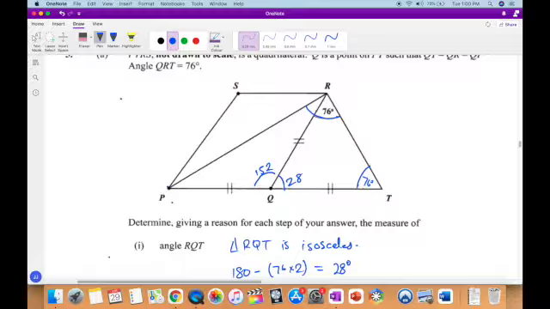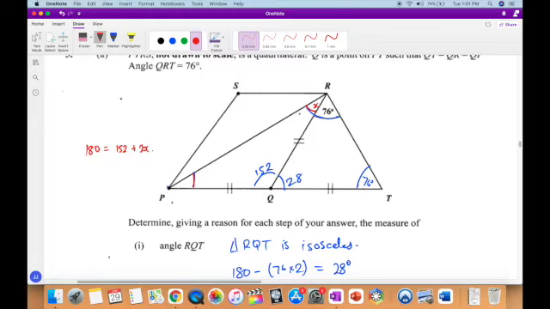And if these two are the same, then that means that this is also an isosceles triangle, PRQ, even though it doesn't look like it. So therefore this angle here would be equal to this angle here. So let's call this angle X, right? So therefore we could say that 180 is equal to 152 plus 2x.